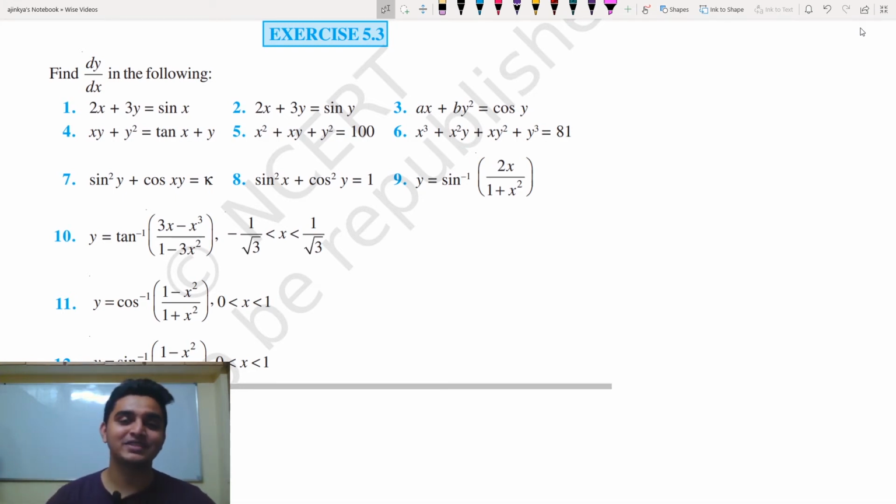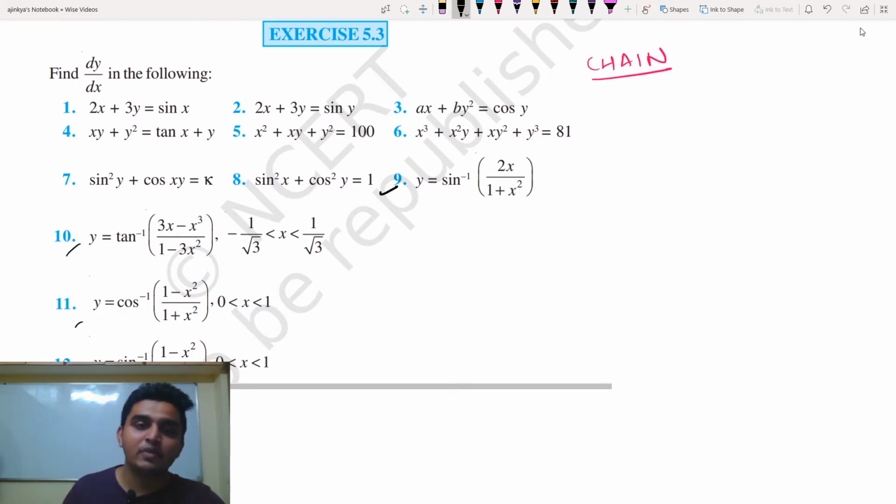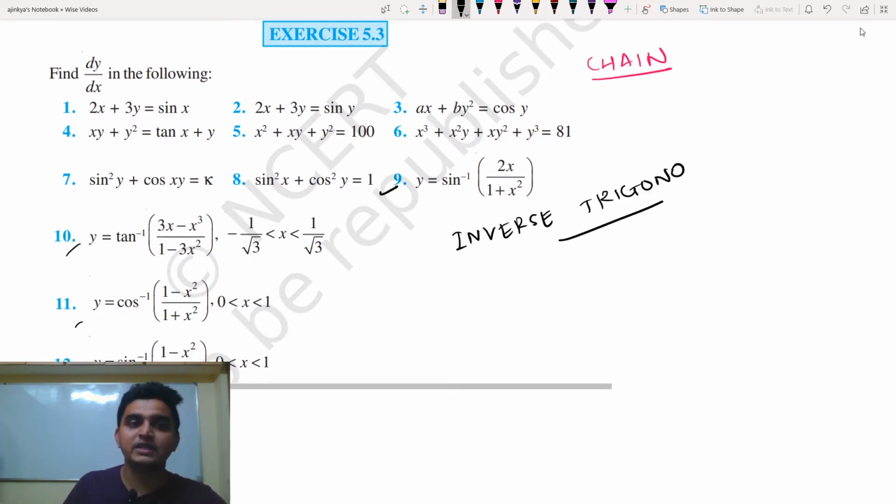In the 5.2 exercise, we have mainly seen what is chain rule and all the questions regarding it in 5.2. But in this particular video, since we have learned what is implicit function differentiation or based on inverse trigonometric functions, the first 6 questions, we can say that these are in the variables with some kind of polynomials mixed with trigonometric. In case of first question, we have 2x plus 3y equals to sine of x, right?